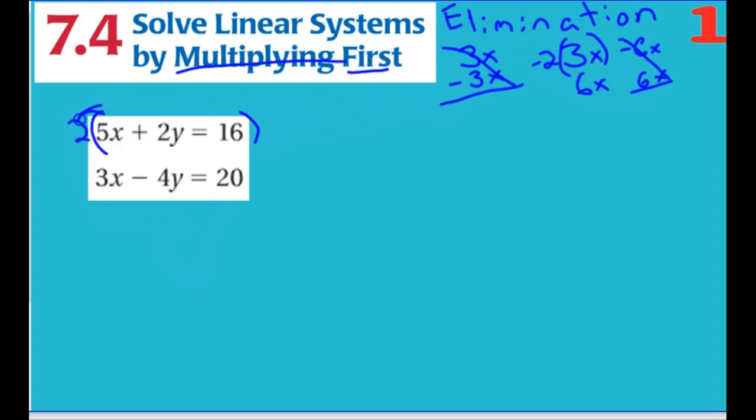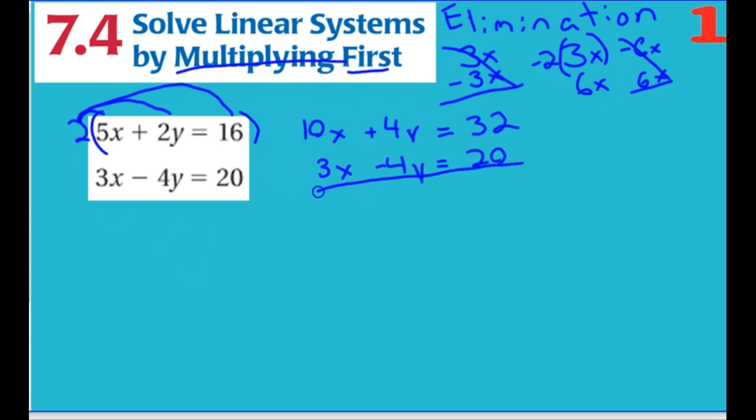2 times 5x, 2 times 2y, and 2 times 16. That'll give us 10x plus 4y equals 32. Now we leave this one alone, so we get 3x minus 4y equals 20. Now we have something we can eliminate. We have a 4y and a negative 4y, so we can cross those out to eliminate them.